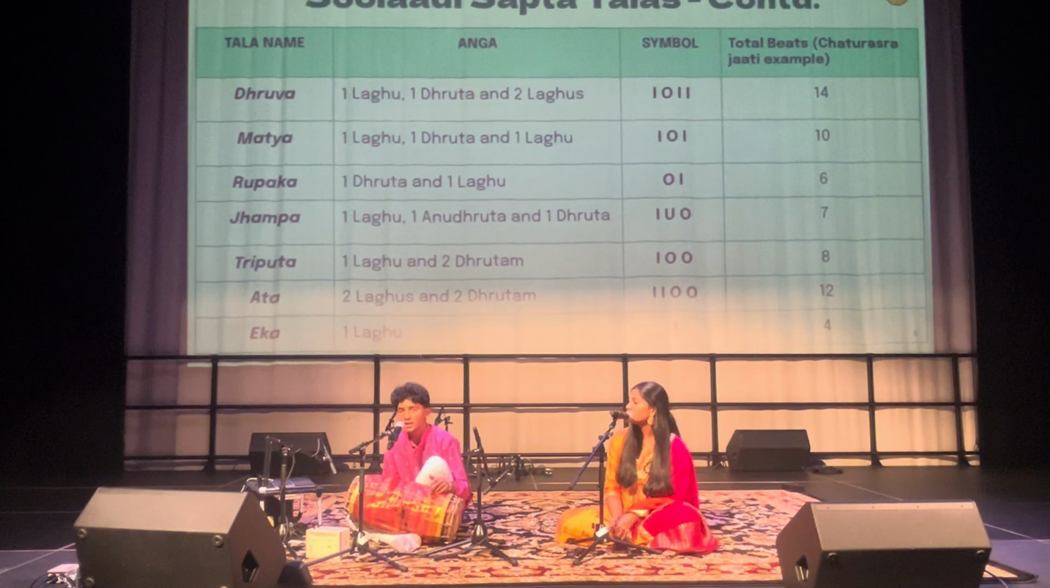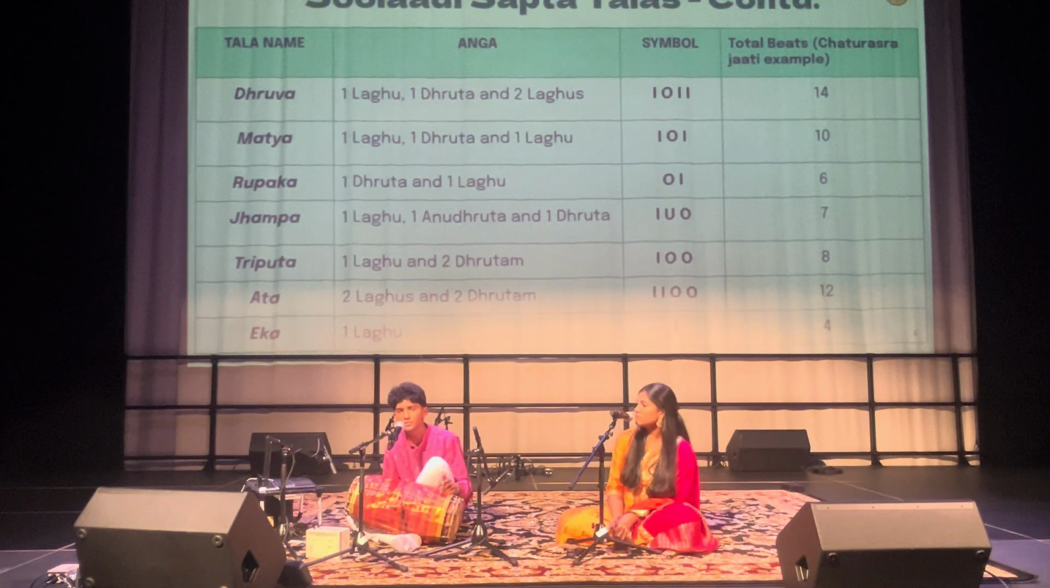But for today's presentation, I will be using Jampatala because it contains all 3 angas, Lagu, Druta, and Anudruta. But its order is Lagu, Anudruta, and Druta. And it has 7 total beats when rendered in Chaturasha Jati. It comes like this. We have 1 Chaturasha Lagu, 1 Anudruta, and 1 Druta. So it comes like this. 1, 2, 3, 4, 1, 2, 3, or 7 total beats.